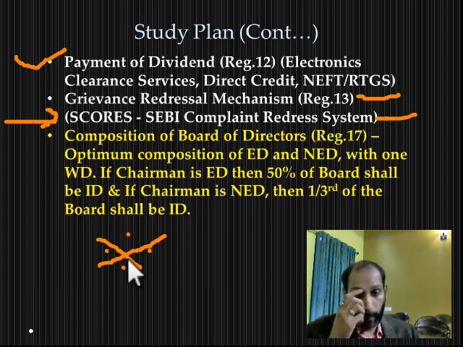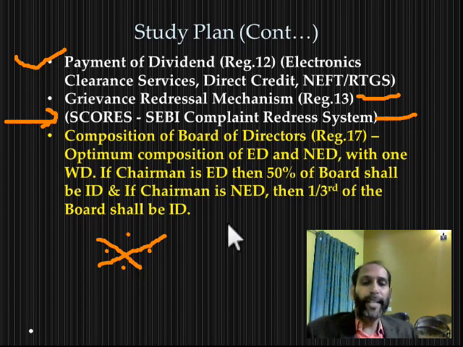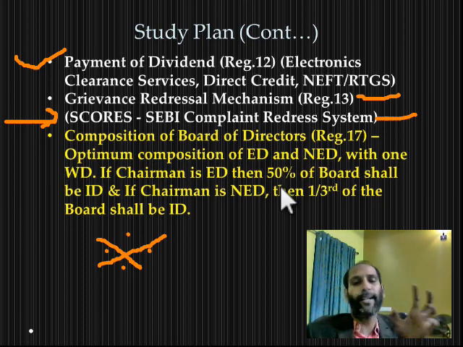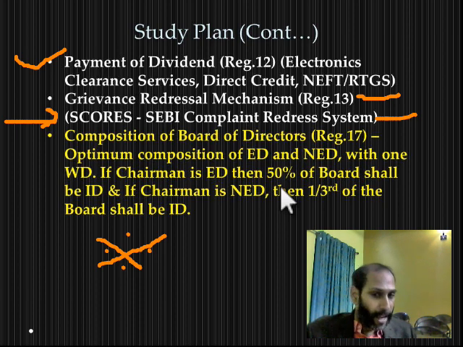For example, regulation 17 deals with the same. Regulation 17, you have to go into detail of. They have given some specificity, some composition. For example, the composition of the board should have an optimum mix of ED and NED. What is ED and NED? Executive directors and non-executive directors. What is an optimum combination? For example, if your board has 10 directors, then 5 should be executive and 5 should be non-executive. So that is the composition stated in the SEBI LODR regulations. A listed company has to comply with this also, apart from complying with the Companies Act provisions.